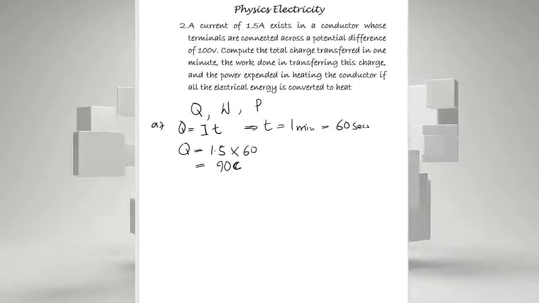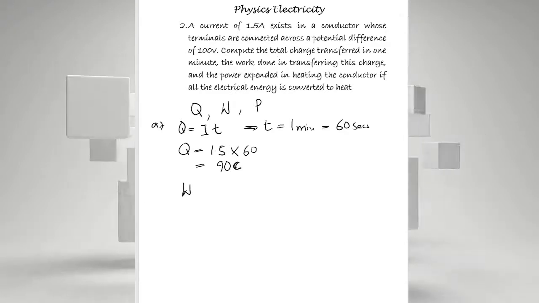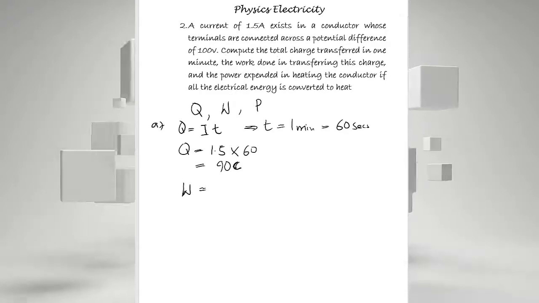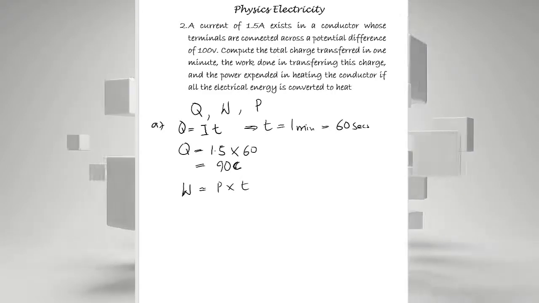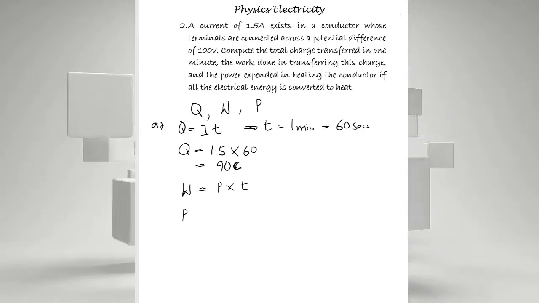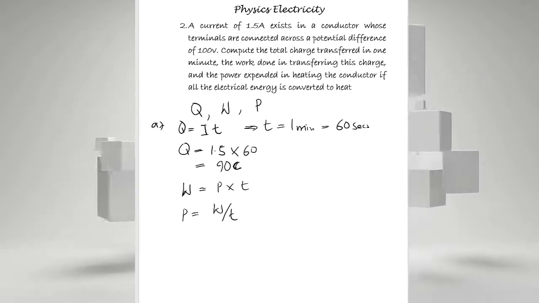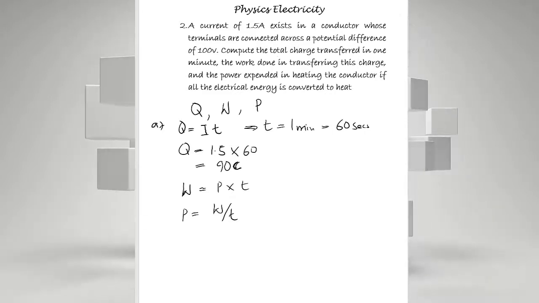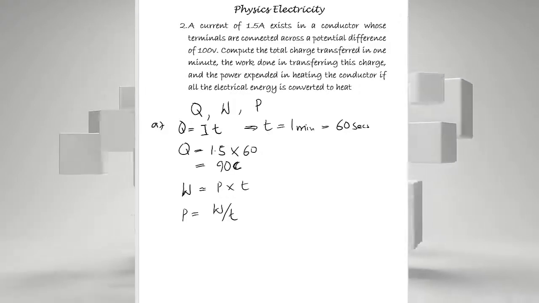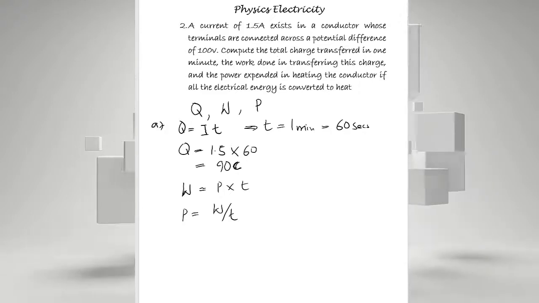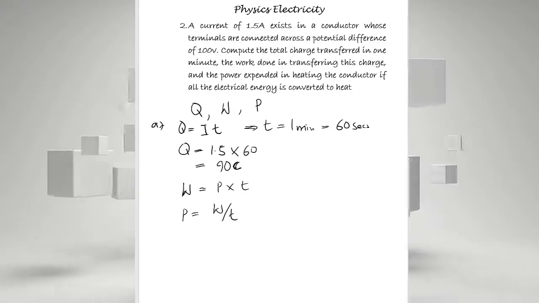Now the B part says, what is the work done in transferring this energy? Work done is depicted as W, and W is equal to P times time. That is, power times time gives us work done. Therefore, P is equal to W over time. So that means we can define power as the rate at which energy is being consumed or created based on this formula here. We can say power is defined as the rate at which energy is expended or created.